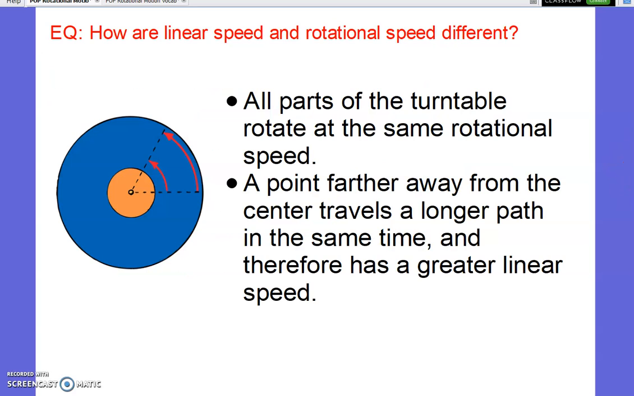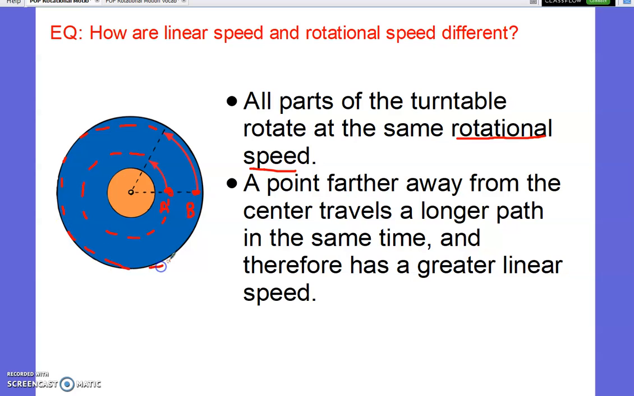To show that the linear speed and angular speed are going to be different from one another, here we have our record, or turntable, and we see that all parts of the turntable rotate at the same rotational speed. So the rotational speed is the same, because they go through the same angle in the same amount of time. For example, if we look at this point here, which I'll call point A, and this point here, which I'll call point B, they would both go through an angle of 360 degrees if we were to continue this out.